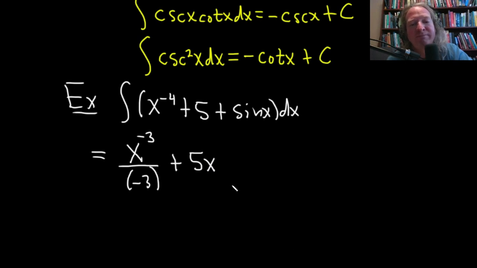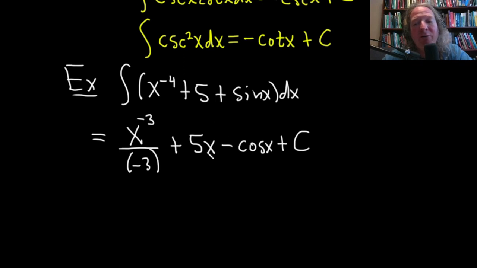Trig function. What's a function whose derivative is sine? Well, the derivative of cosine is negative sine, so this is going to be negative cosine x, and then plus our constant of integration, capital C.